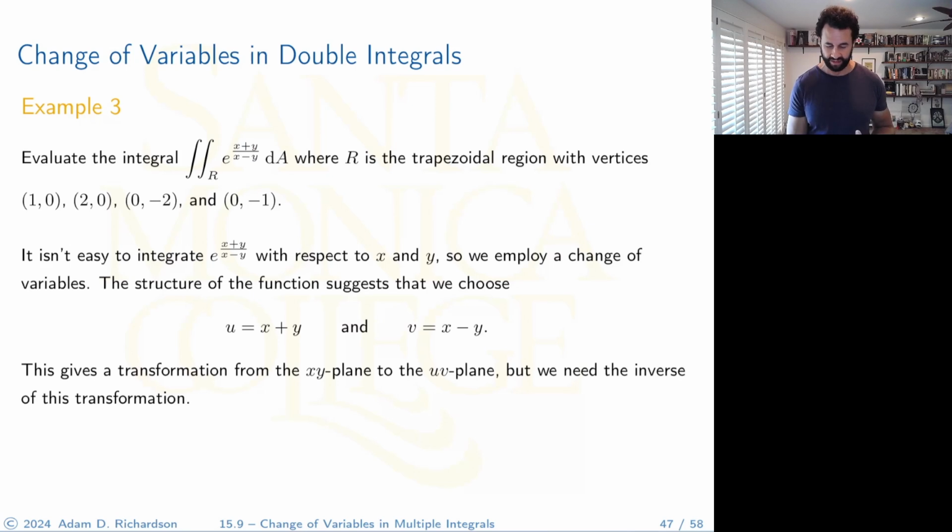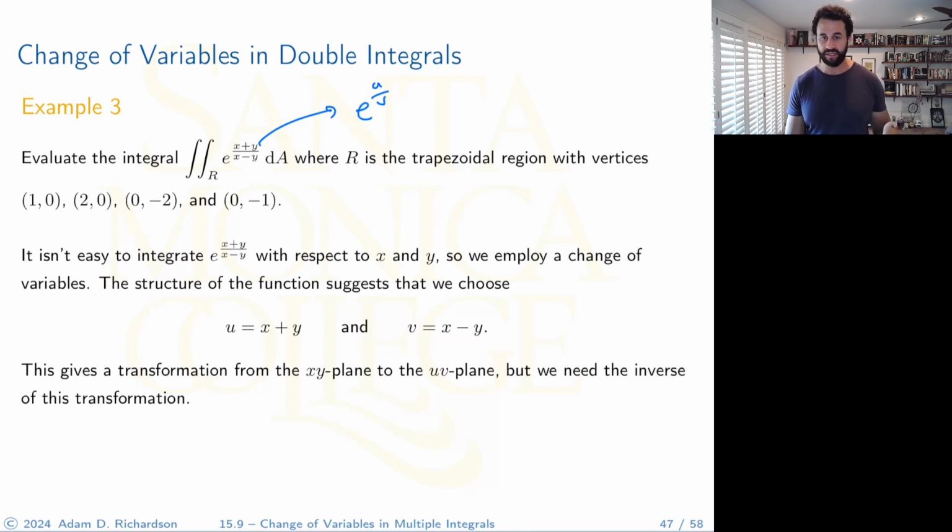x plus y and v to be equal to x minus y, so that we can convert this into e to the u over v. And then that way we could integrate with respect to u and v in that case, and that should be a little bit easier to do, right? Okay. Yeah, because it's the fact that both of the x's and both of the y's are in the numerator and the denominator that makes this particularly hard to work with initially. But if we can get it to be a single variable in the numerator and a single variable in the denominator, that should be easier to integrate. So this is the substitution.